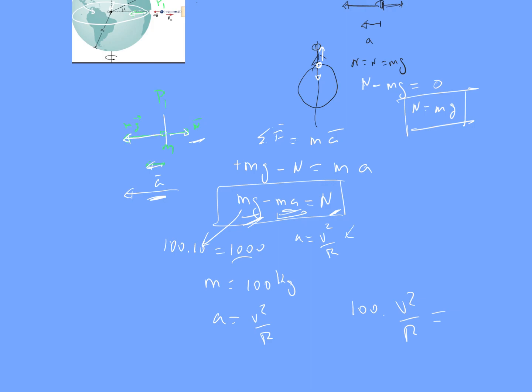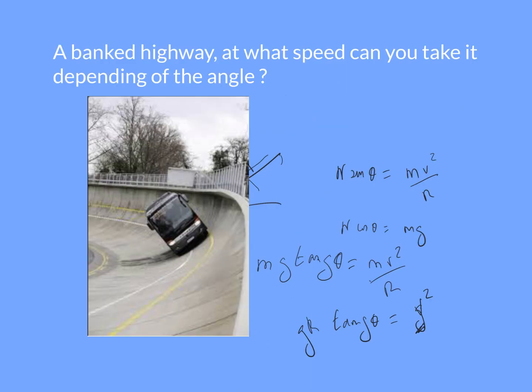Try to do it. Now we are going to review what a banked highway is. Why do they build the banked highway in a way that you can take the curve with a higher velocity and no risk? And so there is a certain velocity that you can take here. So what is happening here? This is the weight of the object.